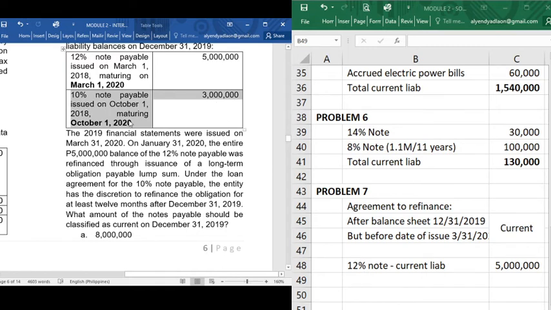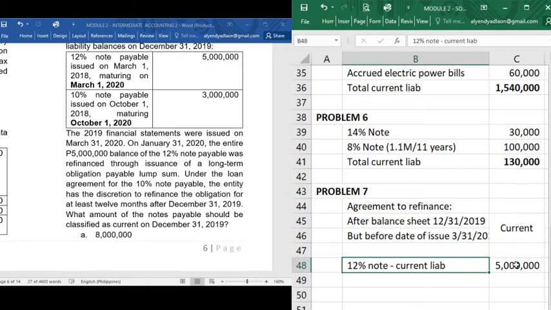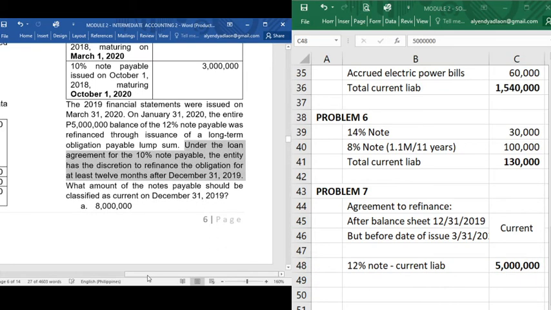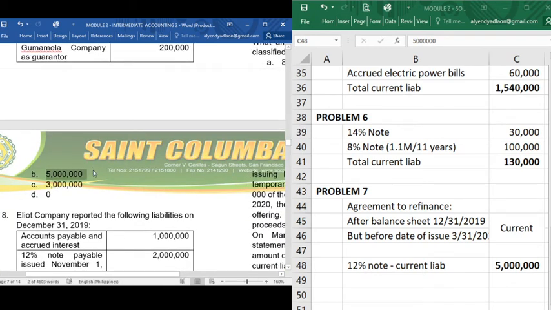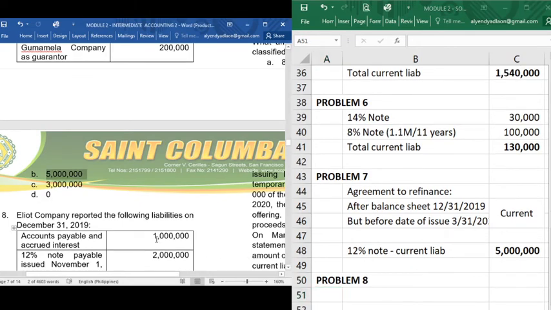Okay? Regardless of its due date. Because the entity, at the time it borrowed, already had the discretion to refinance the obligation. So meaning, that is a non-current liability. For this problem, our answer is only 5 million pesos, and that is letter B. Okay? That is discretion to refinance. Now, let's try another problem.